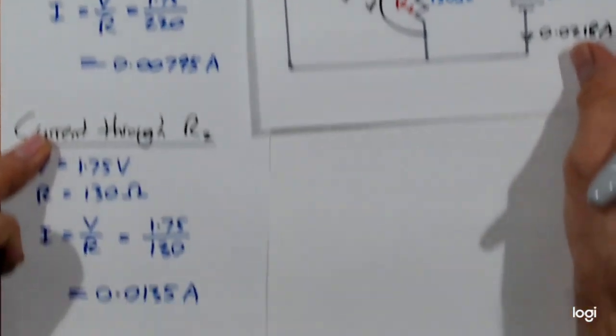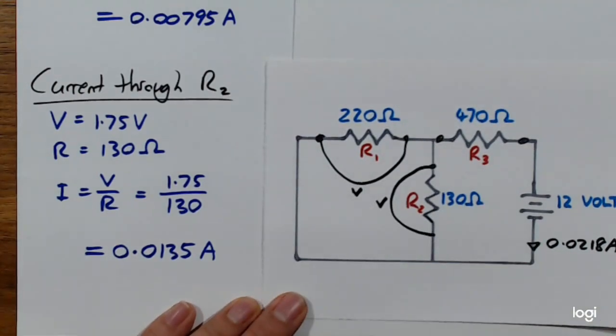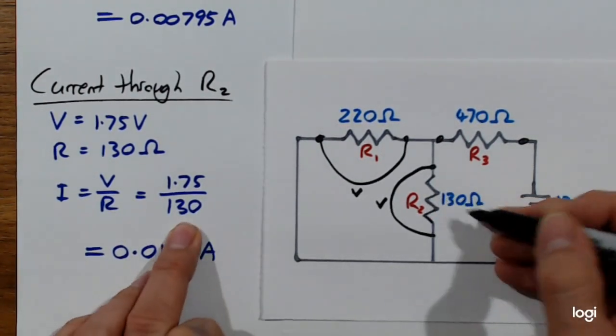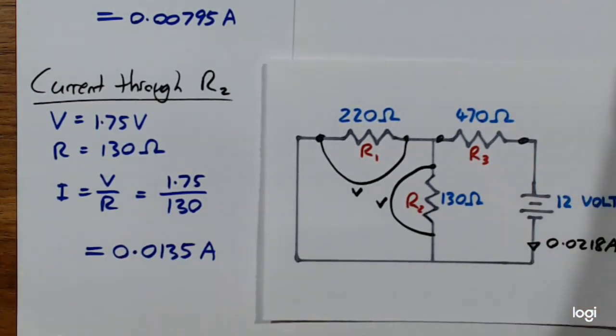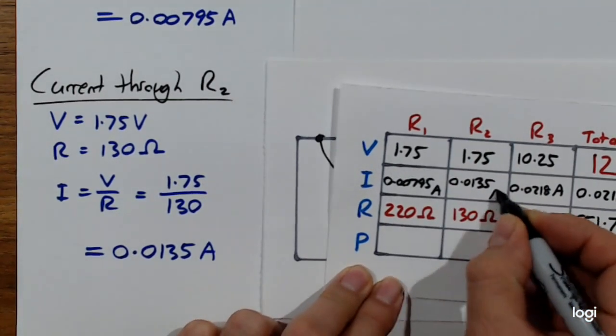Similar deal for R2, exactly the same thing. Voltage across R2 is 1.75. We found that out before. Resistance is 130. Divide it, comes to 0.0135 amps.